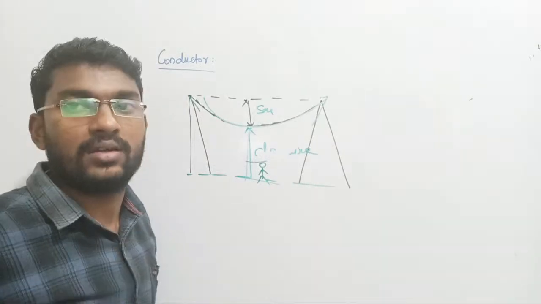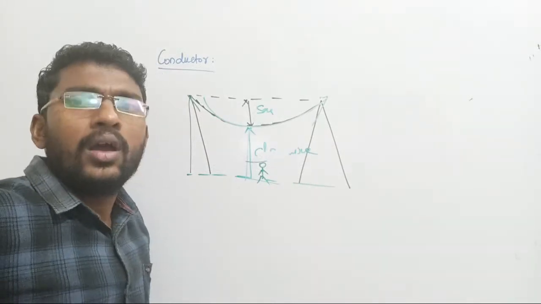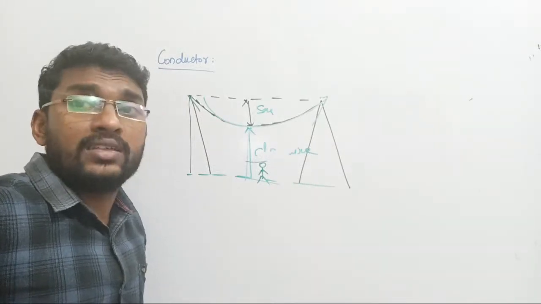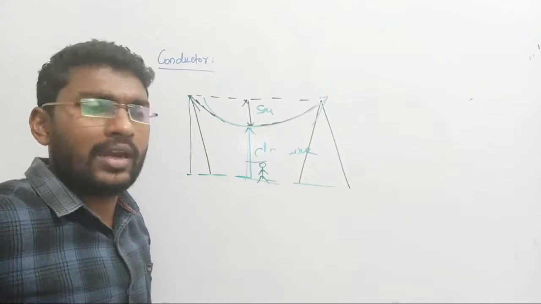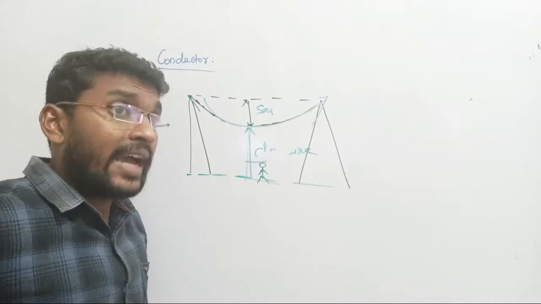That is the dangerous difficulty, that is the drawback of our aluminum conductor. So providing the sag is very, very important. Now you might be getting the clear idea? Yes, right? So sag is very important.